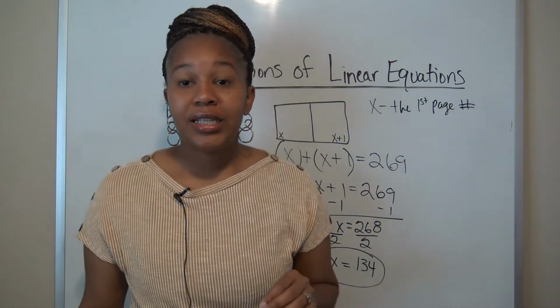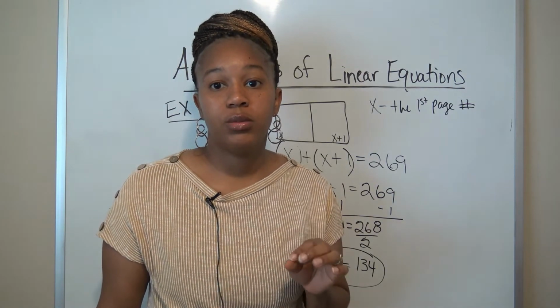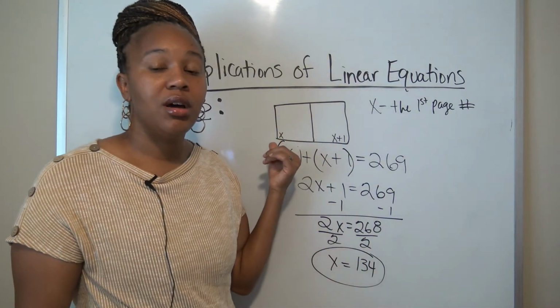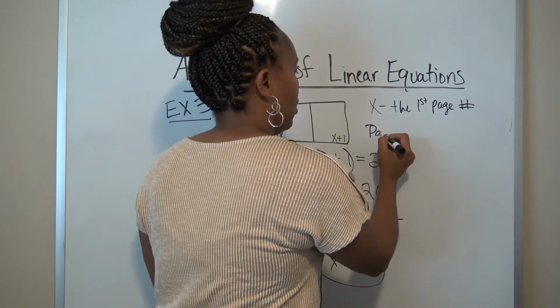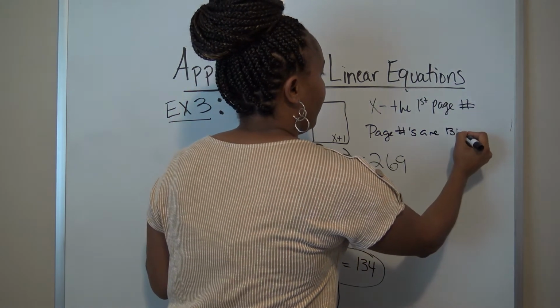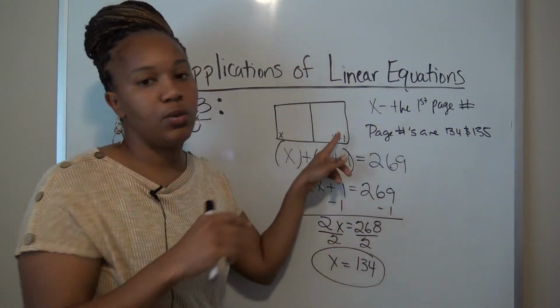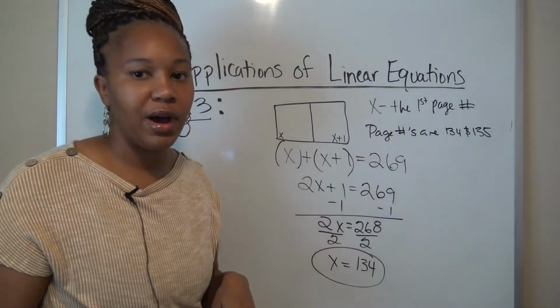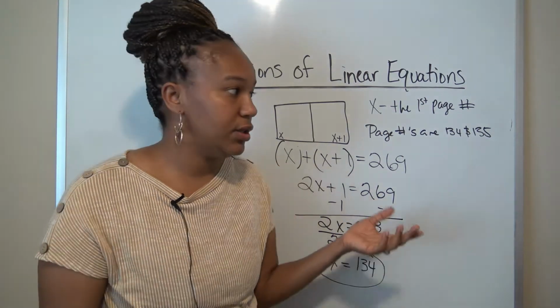So now I need to state the answer clearly. So it asks me, what are the page numbers? Meaning, what is the first page number and the second page number? So you would say the page numbers are 134 and 135. Because if this is page 134, the one that comes directly after it is 135. So that is the answer, and then you would check your answer.